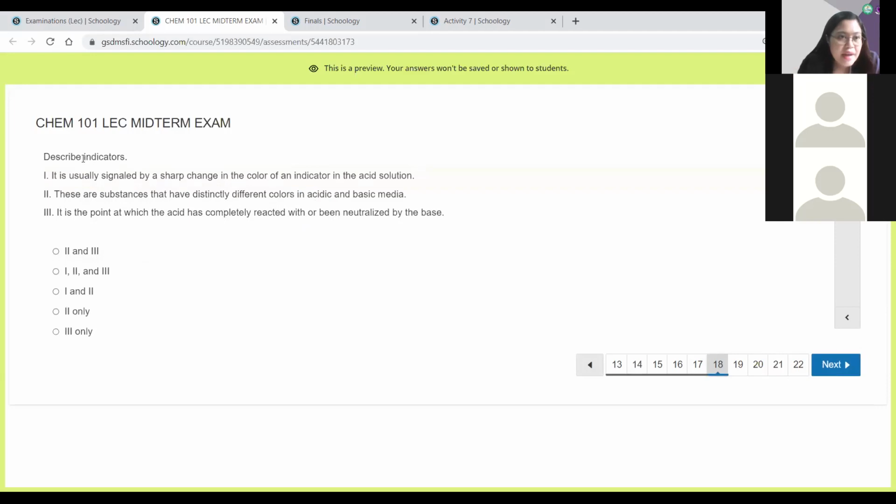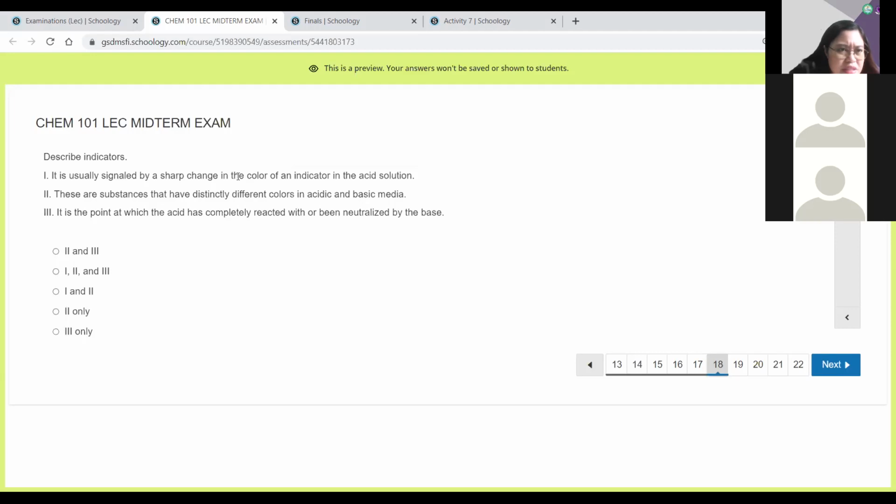Next, describe indicators. So we have indicators like phenolphthalein, which we add in the titration process to see the endpoint. So first, let us read. It is usually signaled by a sharp change in the color of an indicator in the acid solution. I think that's not a correct statement.